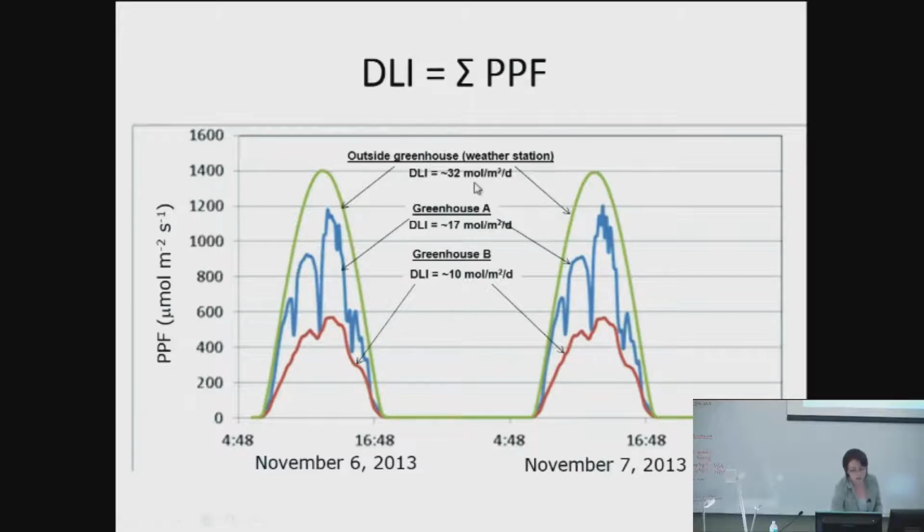So I got about 32 moles per square meter per day from these values outside, inside 17 moles per square meter per day, and then another greenhouse, 10 moles per square meter per day. And then somebody in class on Monday asked about the light intensity required for growing different crop species.